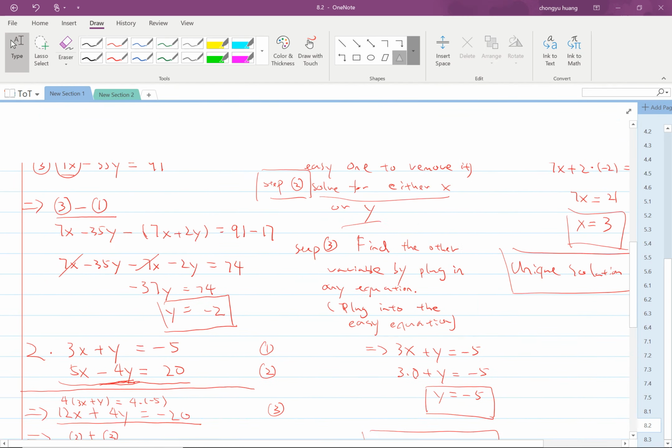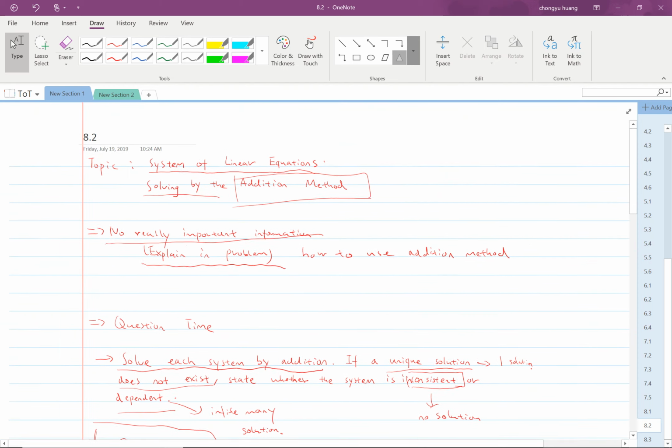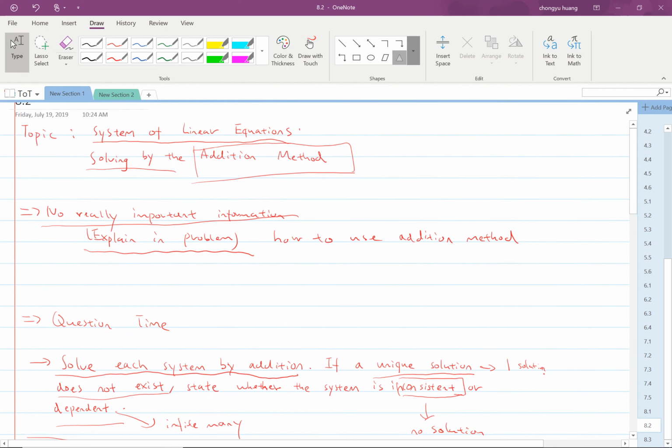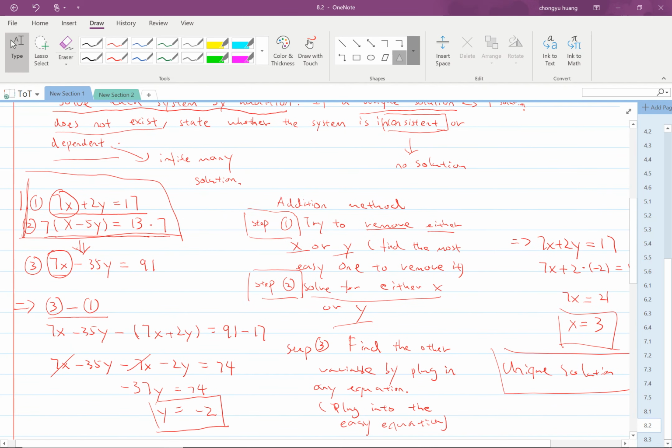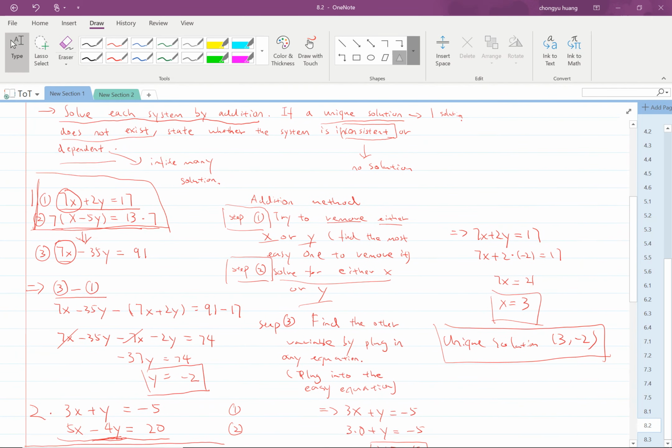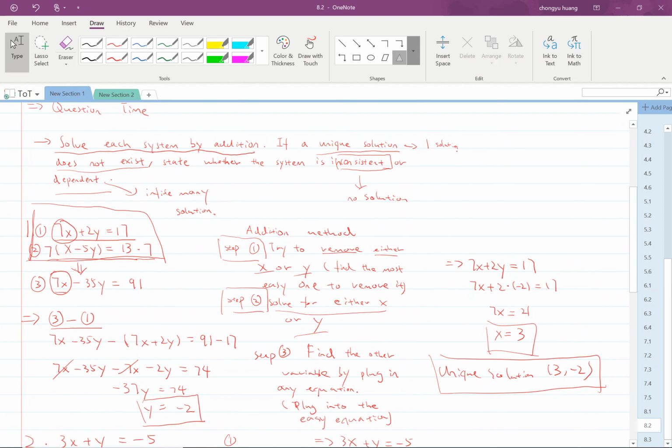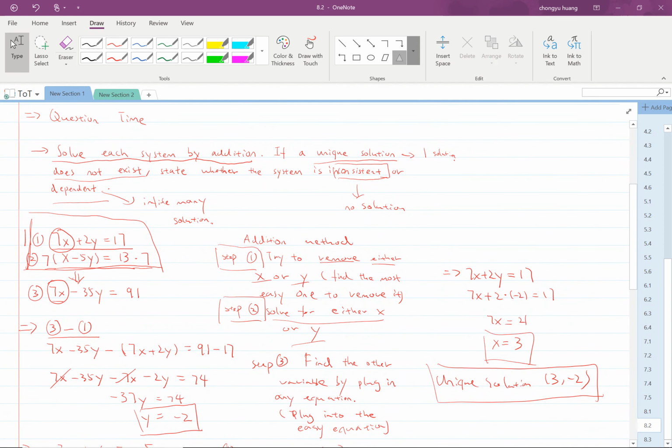So in this section we basically talked about how you use the addition method. We don't really have any important definition or property here. Instead, I showed you guys the process and how you actually think about how to do it.